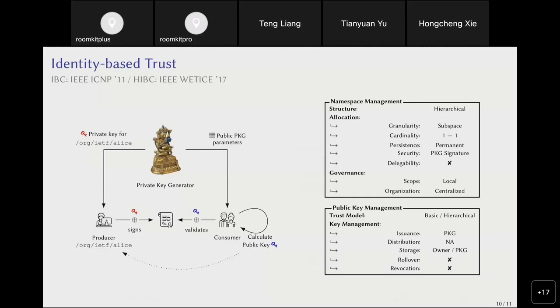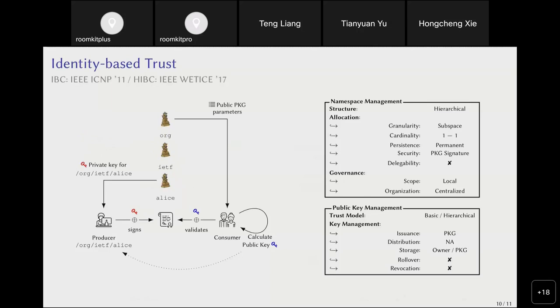The authors propose to have multiple PKGs for different domains and have their public parameters distributed using an existing PKI, such as DNSSEC. Other authors have proposed to use hierarchical identity-based cryptography, where you have a hierarchy of PKGs, and in case of NDN, the producer would then only need to interact with a single dedicated PKG, and the consumers only need to know the public parameters of the root PKG, and the rest would work the same. And in this sense, somehow cater for the scalability.